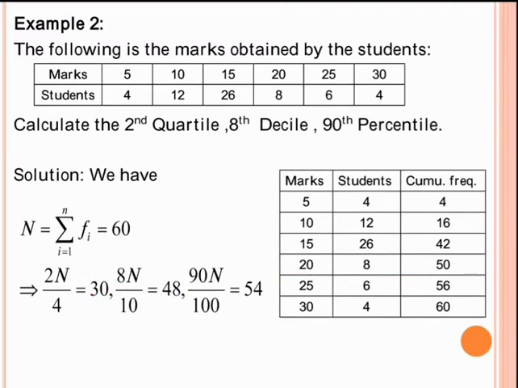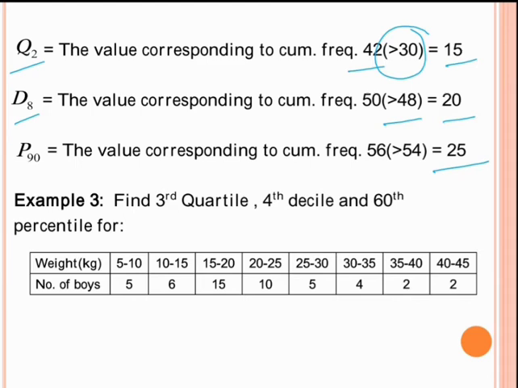And the last, if you see, is 54. The value greater than 54 in cumulative frequency is what? 56. And its corresponding xi will be what? Its value for the 90th decile, that is 25. So in this way, when xi and fi are given to us, we can find various values of quartiles, deciles and percentiles. Now let us move towards the next example, where we are given class interval and frequency.